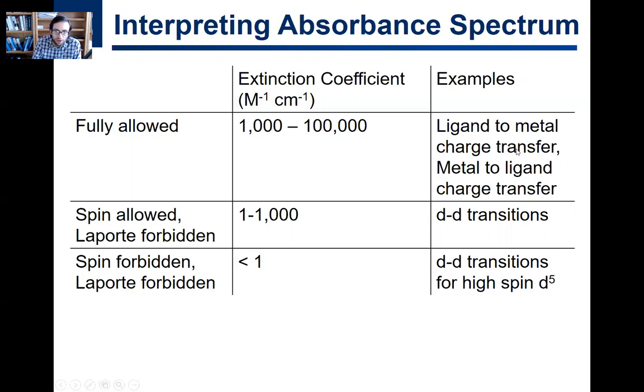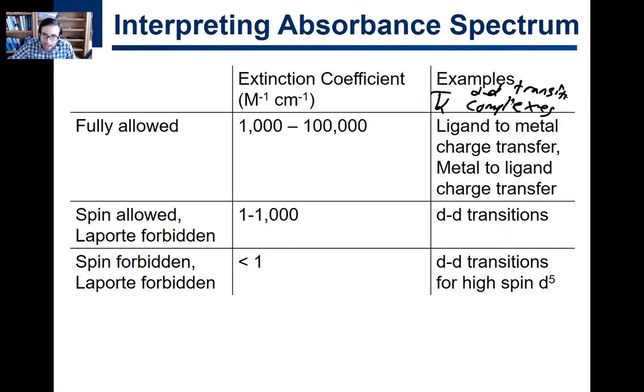Examples of fully allowed ones would be ligand to metal charge transfers and metal to ligand charge transfers. I'll explain what that is in a second, but I want to add to this list right here something people don't usually put together: tetrahedral complexes would fall into this. Spin allowed ones. Spin allowed d to d transitions.